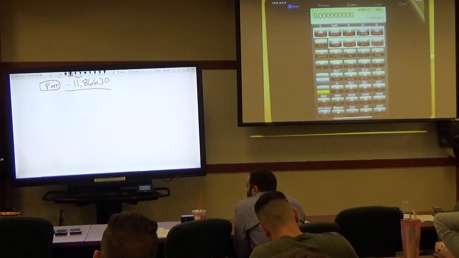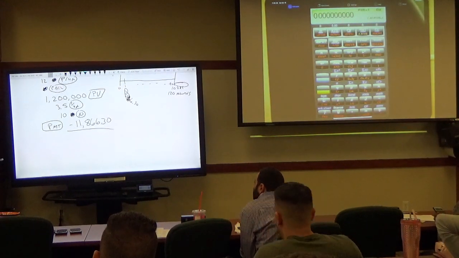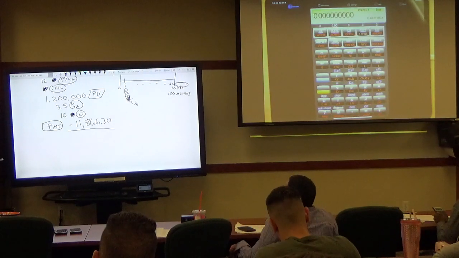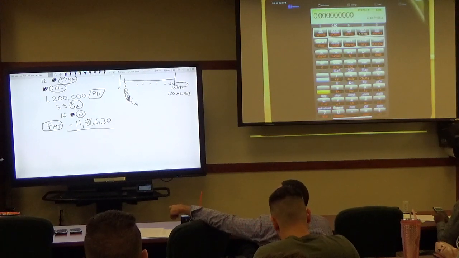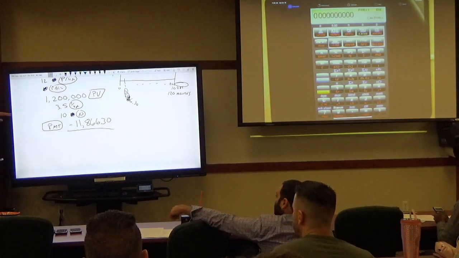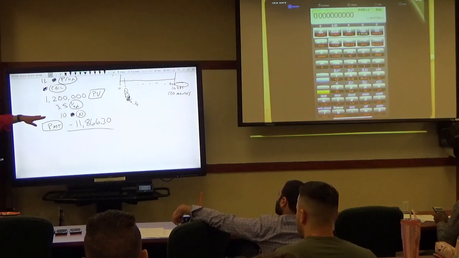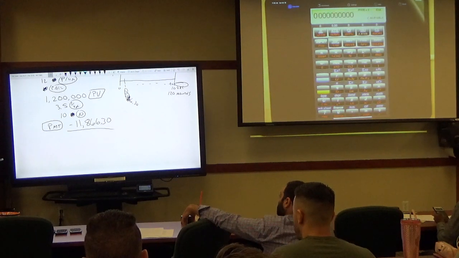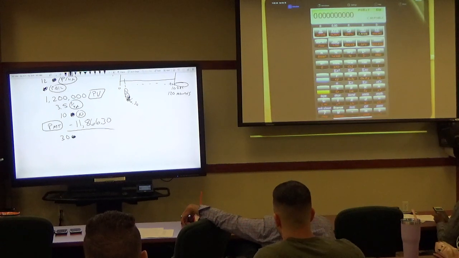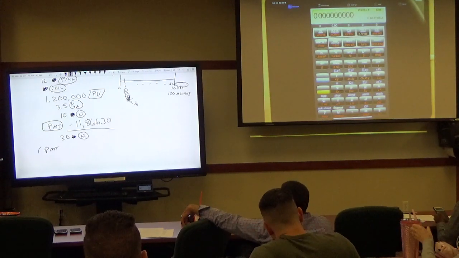Now, let's just play around with that. All right. So, just using your brain for a second, not the calculator. What if we increase the term from 10 years to 30 years? What's that going to do to our payment? Up or down? Decrease it. It's going to decrease it because we're having to pay less money over a longer period of time in terms of the monthly payment. So in this case, 30 years, resolving for the payment.